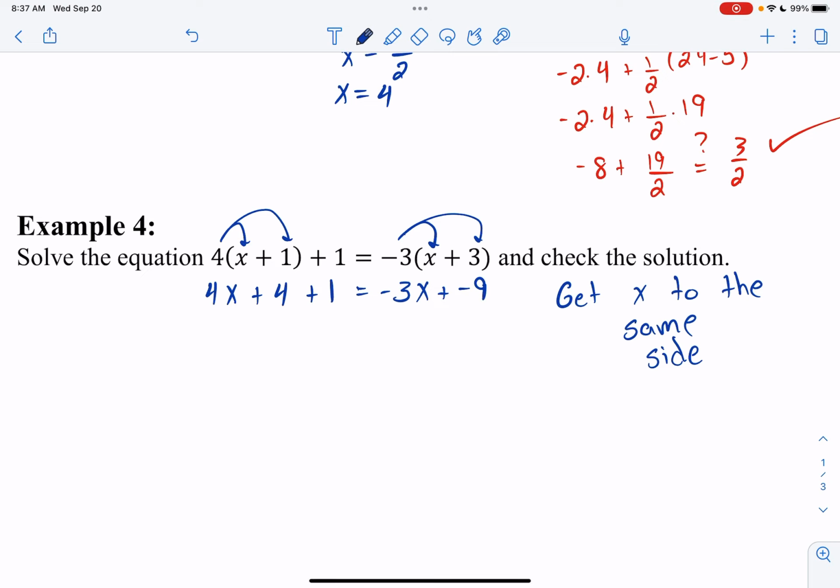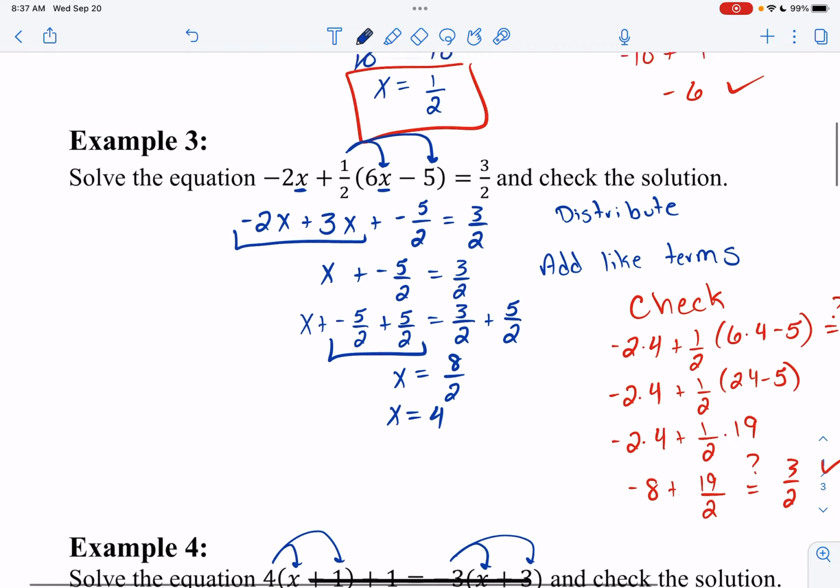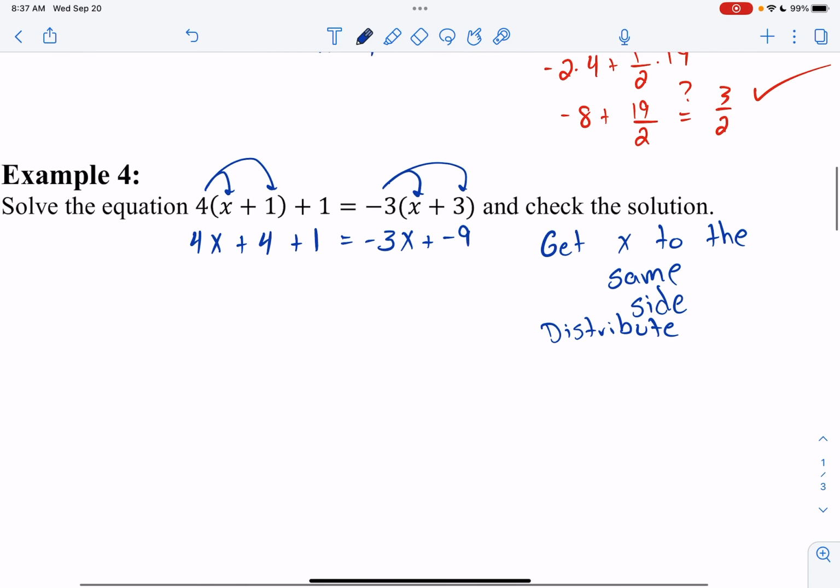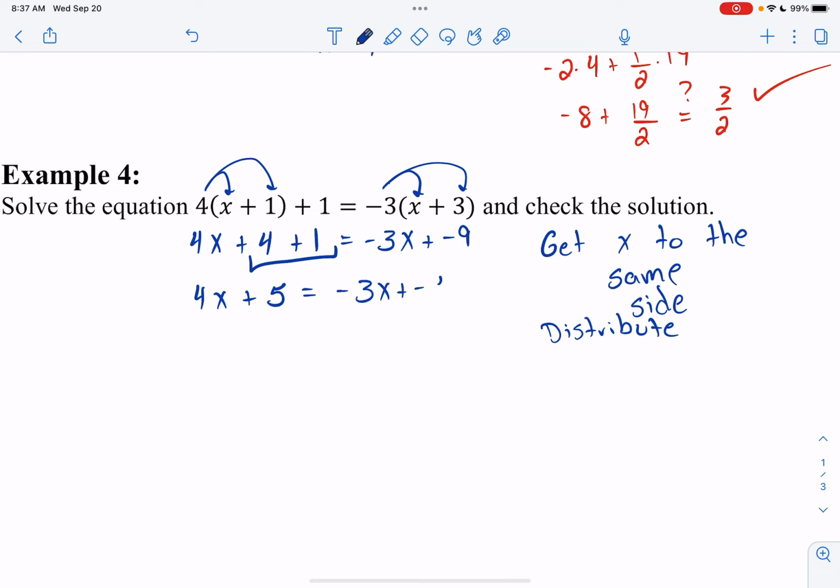On the left side, okay, so again, now if I was to be justifying each step, the first step I did was distribute. I didn't finish justifying steps on the last one, so I'm going to do it all for this one. Now we're going to put together like terms. I can add this 4 plus 1. 4x plus 5 equals negative 3x plus negative 9. Justifying for that step is adding like terms.